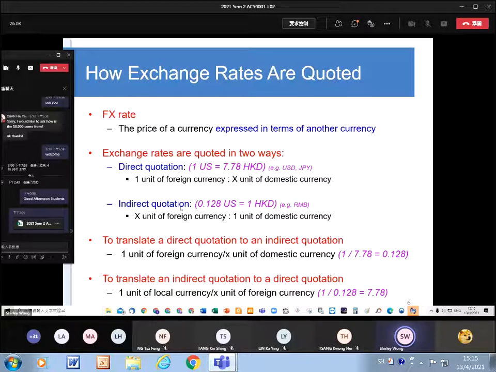And then indirect quotation is we have $1 of domestic currency, how much I can exchange for the foreign currency. So in Hong Kong, for RMB, renminbi, it is usually coded in indirect quotation.